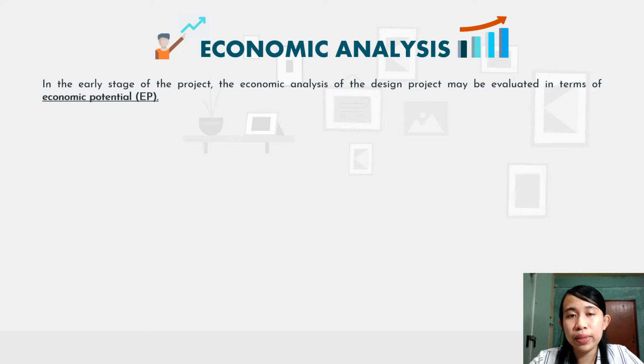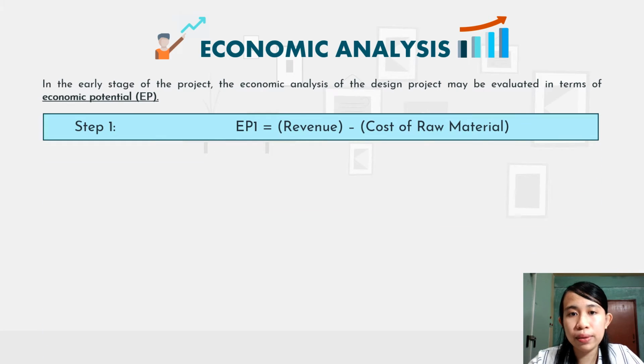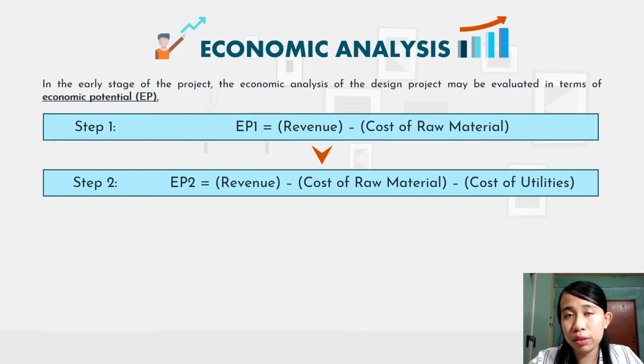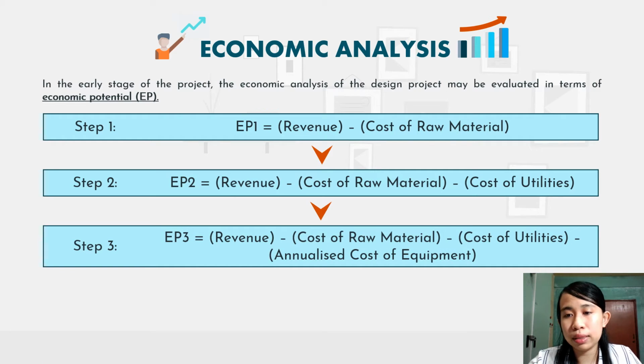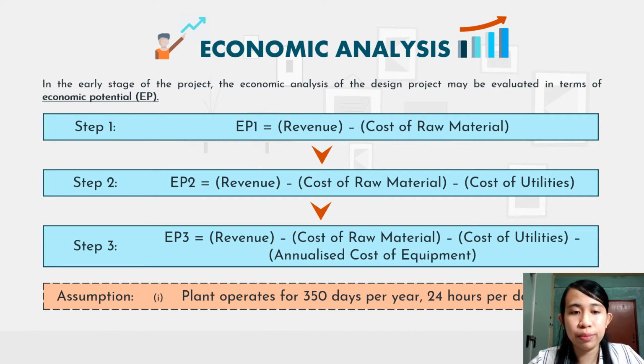Next, I will be explaining the first part of the economic analysis, which is about the economic potential. Now, the economic potential can be broken down into three, which are firstly, when we minus the cost of raw material from the revenue. Secondly, when we take into consideration the cost of utilities. And lastly, when we subtract all of that with the annualized cost of equipment. For a plant to be considered financially viable, all three of the economic potentials should be positive.